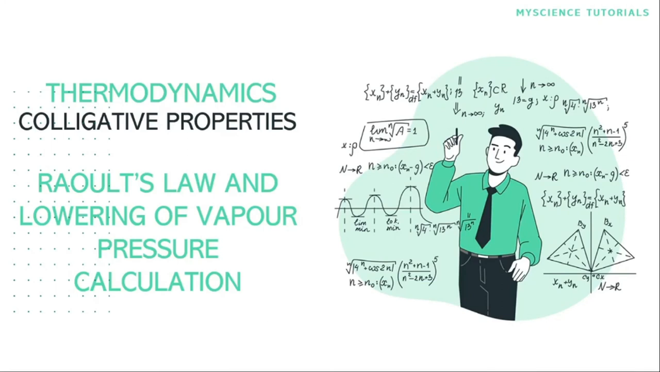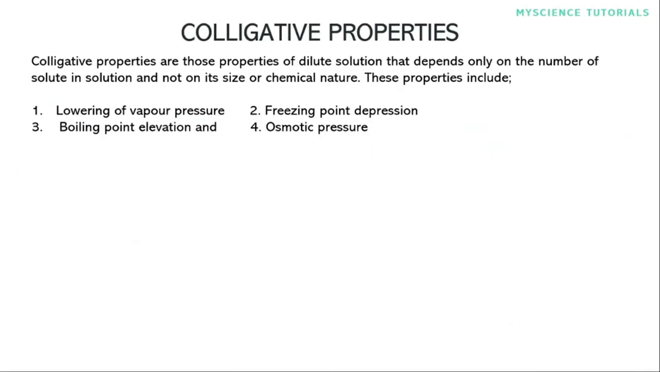So let's begin. We want to first of all start by looking at what colligative properties are. Colligative properties are those properties of dilute solutions that depend only on the number of solute particles in a solution and not on its size or chemical nature. Simply put, colligative properties depend on the moles of the solute present in solution.